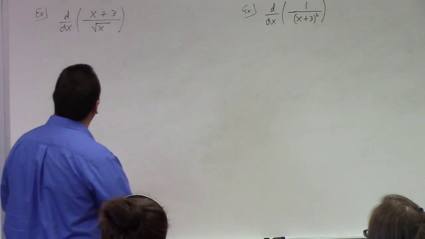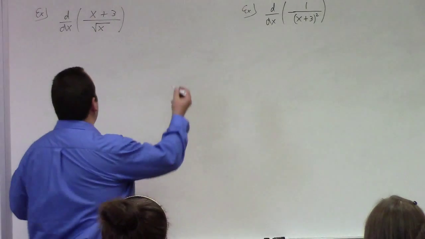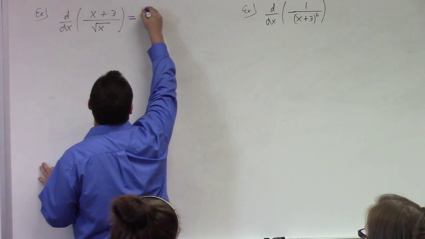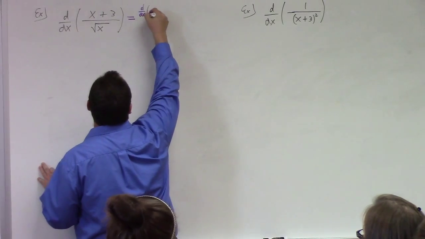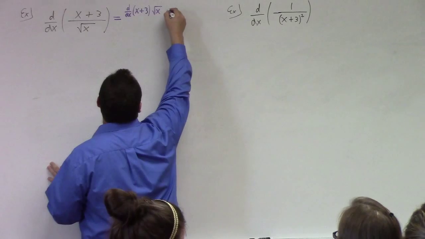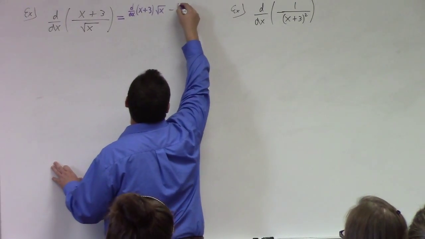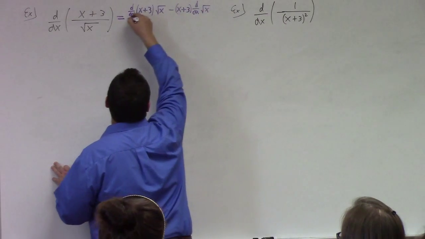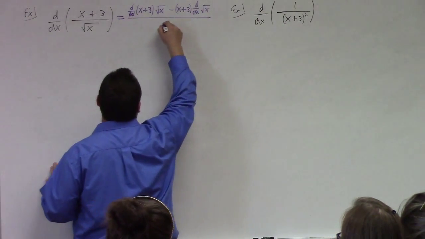Quotient rule, I think, is the way to go here. So the first one we do, we take the derivative of the top times the square root of x, minus x plus 3 times the derivative with respect to x of the square root of x, all divided by the square root of x squared.